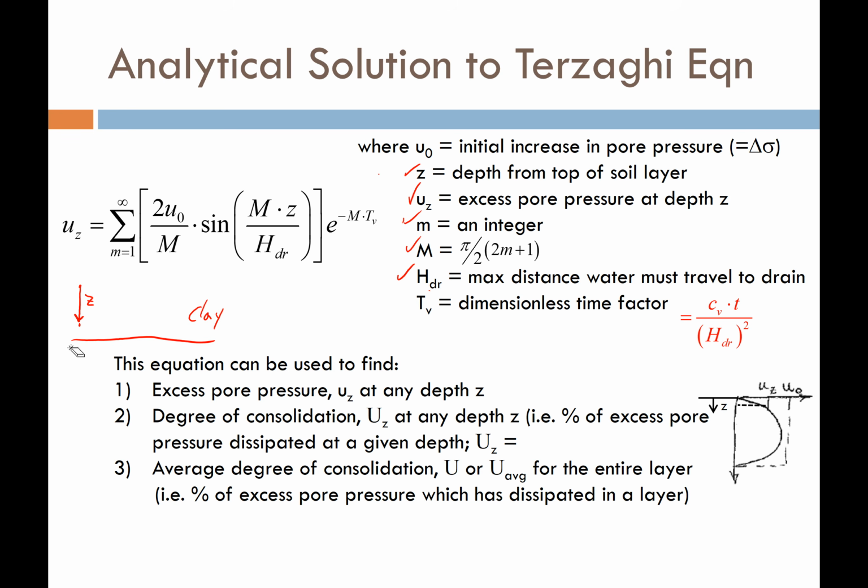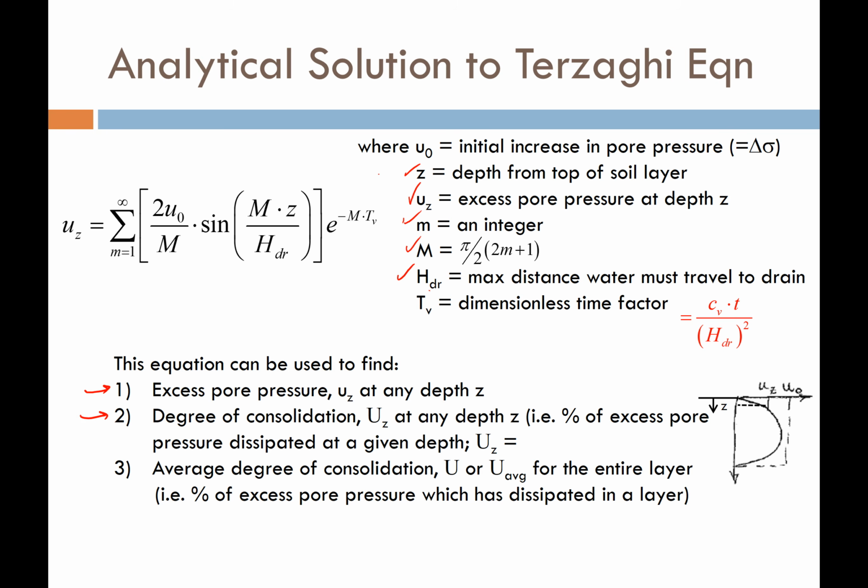So the beauty of Terzaghi's approach is that we can get lots of useful things. For instance, we can get the pore pressure, or I should say the excess pore pressure, during consolidation, U sub Z, at any depth Z in our clay layer at any time. We can get the degree of consolidation. This is big U sub Z at any depth Z.